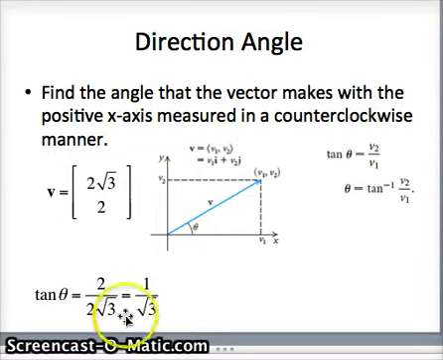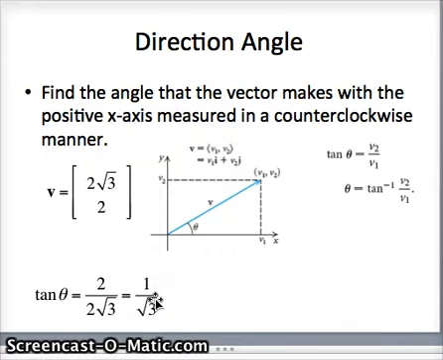Check that, 2 divided by 2 root 3. Second component is 2. First component is 2 root 3. So the y value is 2, x value is 2 root 3. 2 divided by 2 root 3 is 1 over root 3. So theta, the direction angle, is the inverse tangent of this.